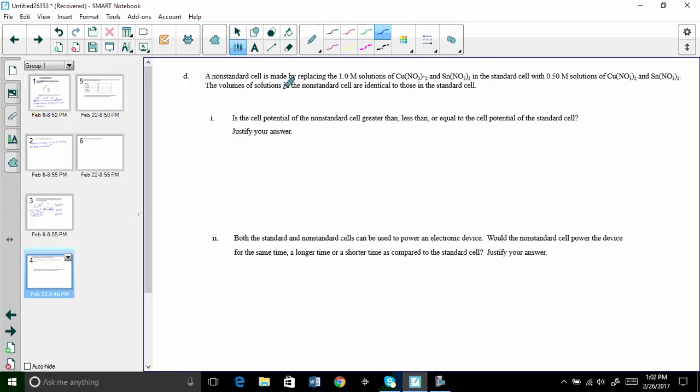Okay, a non-standard cell is made by replacing the 1 molar solutions in the standard cell with 0.5 molar solutions. The volumes of the solutions in the non-standard cell are identical to those in the standard cell. Is the cell potential of the non-standard cell greater than, less than, or equal to the cell potential of the standard cell? And so just to answer the question, equal to.